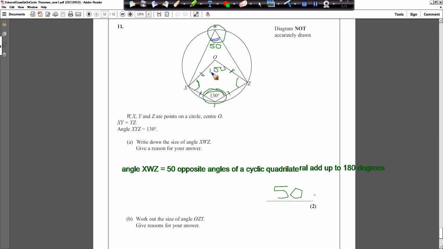Okay, we already said this. We already worked out this angle here is 100. How do we know this is 100? We said that's 130, that's 50, that's 100. We have to explain that in a bit. Now we've got to work out this angle here.